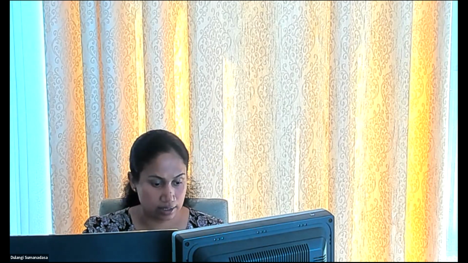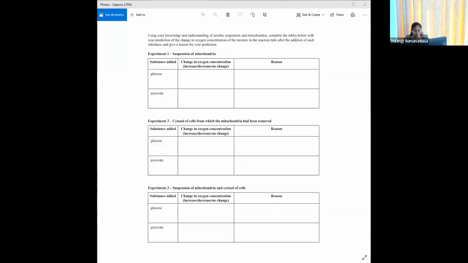When you're writing the answer, this is a VCE exam question, right? Don't write the same answer twice. So every single box, the reason needs to have different reasons. You're not going to write exactly the same thing twice. Is that clear? Okay, think and do this. Use the terms aerobic and anaerobic and think about which one needs oxygen and which one doesn't.